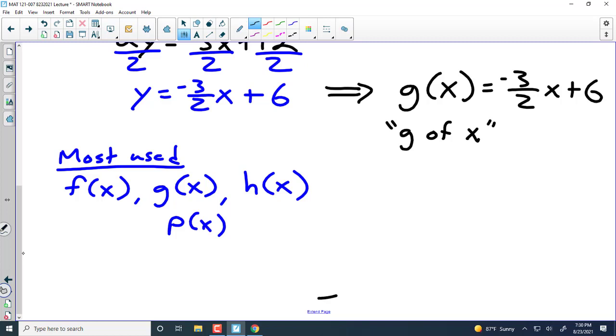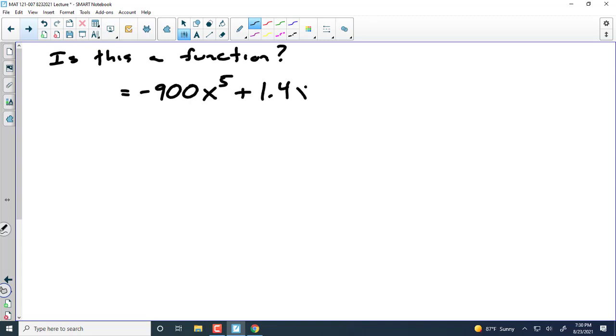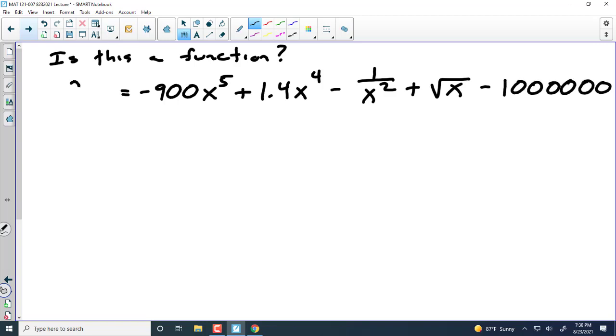All right. Look at this. This is good. Is this a function? Negative 900 x to the 5th plus 1.4 x to the 4th minus 1 over x squared plus the square root of x minus 1 million. Is that a function? Yes. How do you know that's so fast? I already called it f of x. Well done.